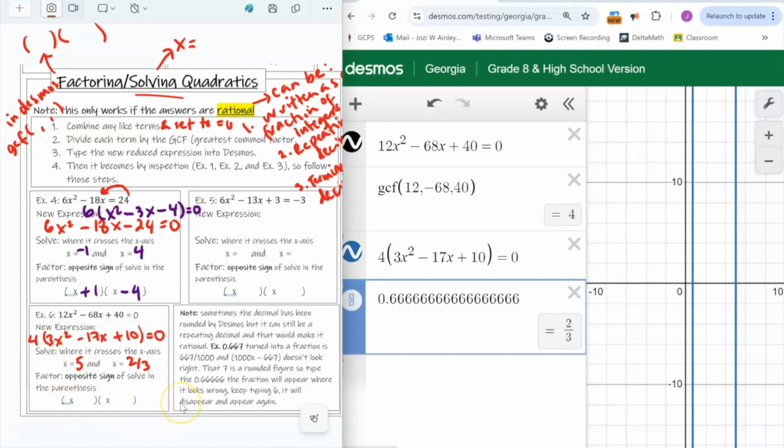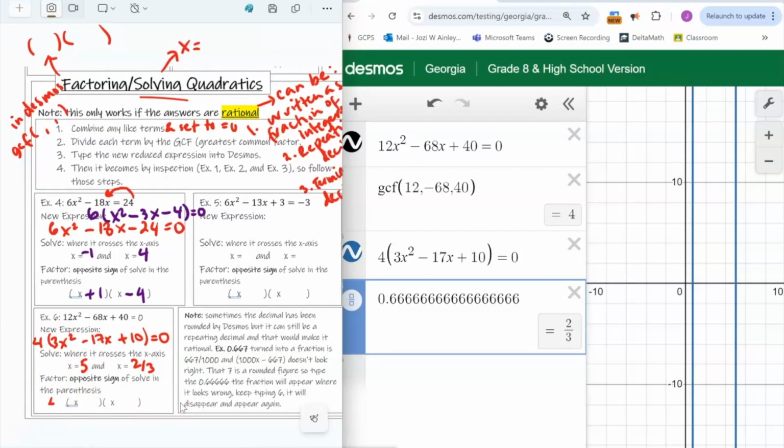All right, so you already have a 4 outside, so you need to put that 4 out here. Then everything inside the parentheses is what becomes these two parentheses. So we have x is equal to 5. And remember, when you're factoring, the opposite sign of solve is in the parentheses. So this is positive 5, so this will be negative 5.